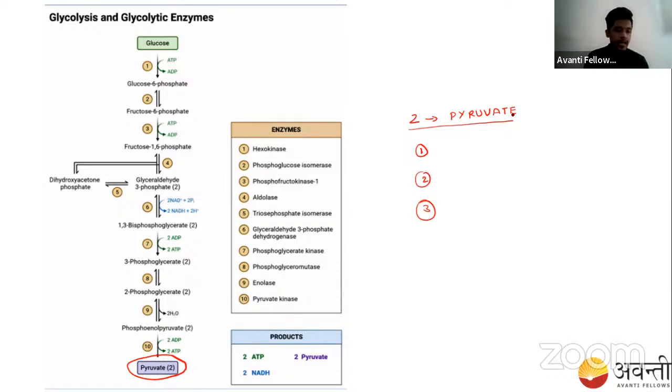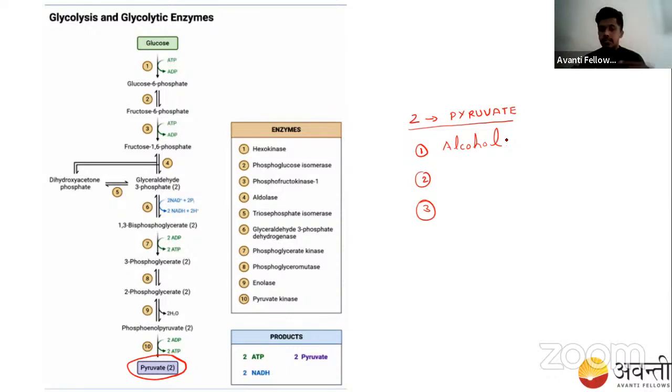In commercial purposes, for example, production of alcohol, anaerobic microorganisms, or anaerobic organisms, convert this pyruvate into ethanol, or alcohol. I'll write it as alcohol because it is easy to remember. So the first one is alcohol. This happens in yeast or in anaerobic bacteria, etc.